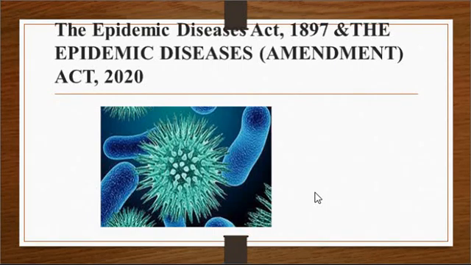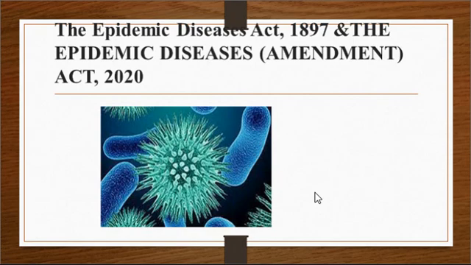Good evening, everyone. Today, in this video, we are going to discuss an act which we haven't heard about before 2020. Most of us, right? In 2020, we witnessed COVID-19, a situation which we have never seen before, right? So, the name of the act is the Epidemic Diseases Act 1897.